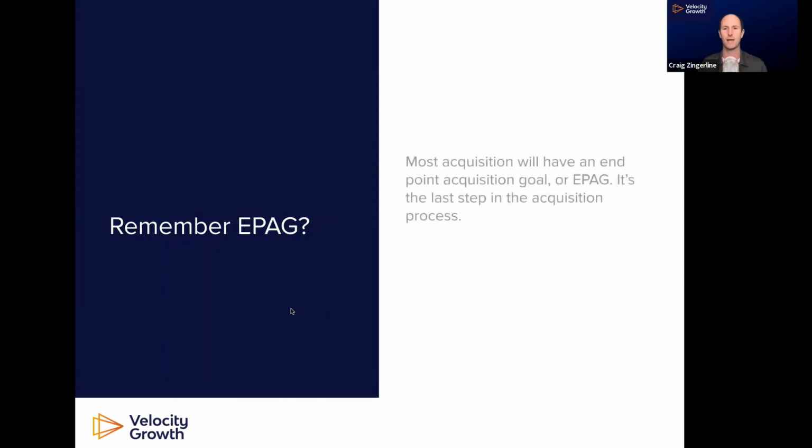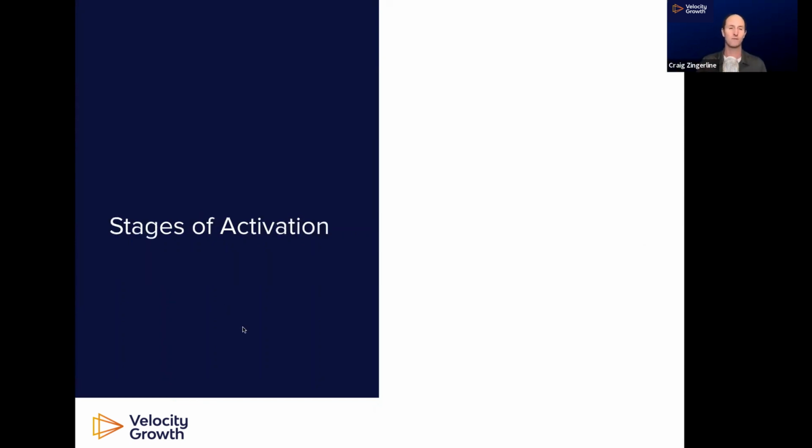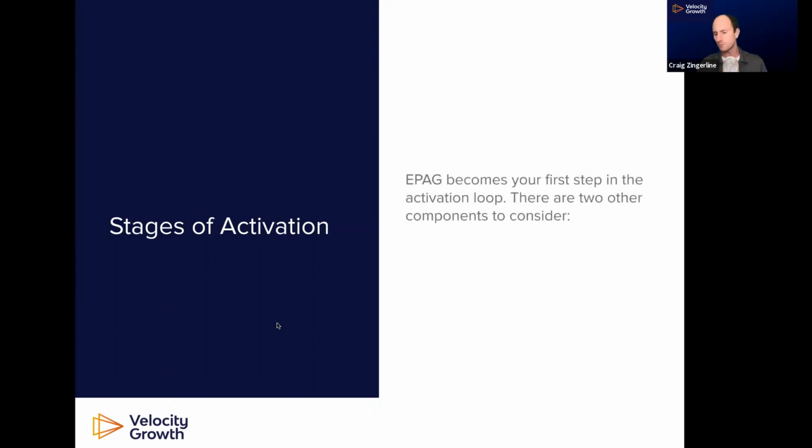So if you remember EPAG, the endpoint acquisition goal, this is where there's the handoff between activation and acquisition. The last step of that acquisition process is what we consider this EPAG, or endpoint acquisition goal. With activation, we're actually going to be starting with that EPAG metric, and then we're going to be moving users through the rest of the journey. So think of EPAG as our starting point for activation. Since this is your starting point, this EPAG metric is really going to become your first step in what will become an activation loop.